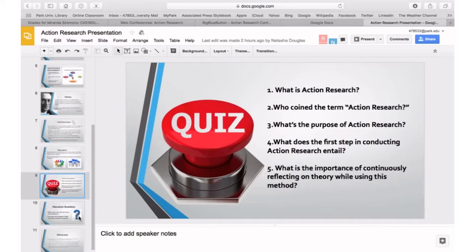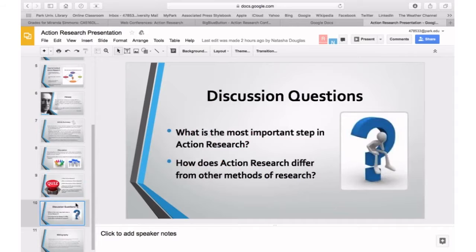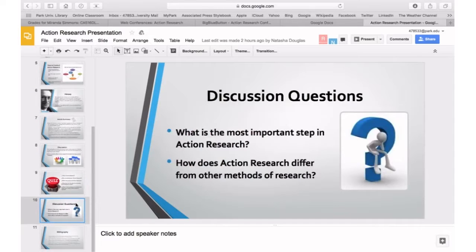Okay, moving on to a discussion question. We're almost going to wrap up our presentation, but just kind of reflecting and give it a little bit of thought. For the first discussion question, let's talk about what is the most important step in action research. And also, how does this action research differ from any other methods of research?